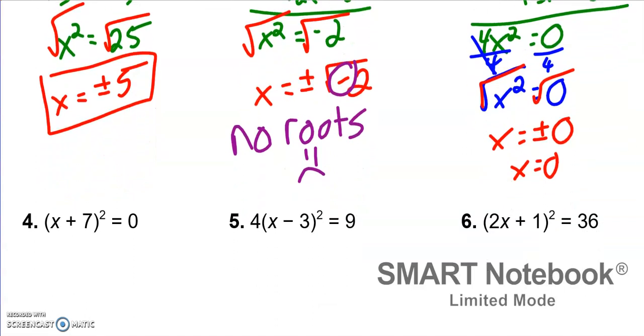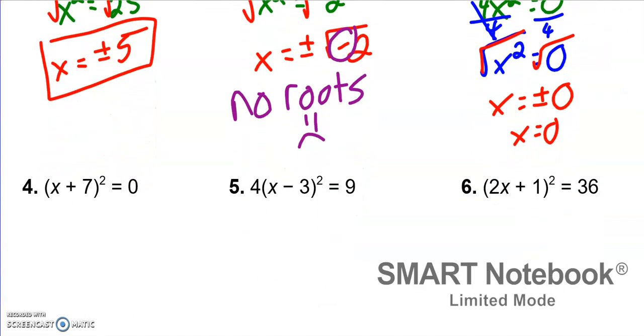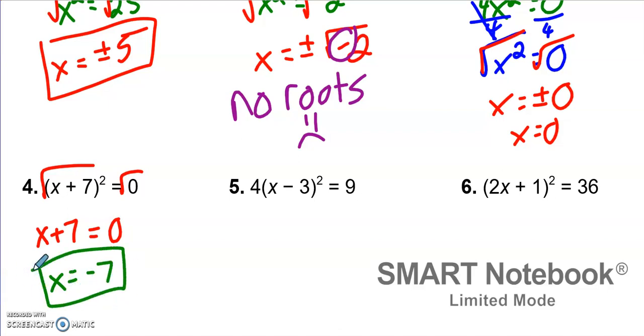Yeah? Cool? Awesome. Now, what about these 3 down here? If we want to find the roots of these functions, how do we do it? Well, for number 4, I have x plus 7, that quantity squared, is equal to 0. I can take the square root of both sides. So now I get x plus 7 is equal to plus or minus 0, but it's really just 0. So I get that x is going to be equal to -7. That means it's going to be passing through the x-axis only at -7.